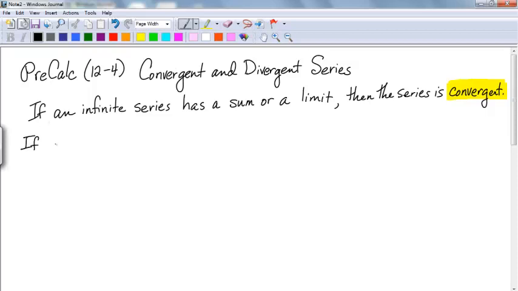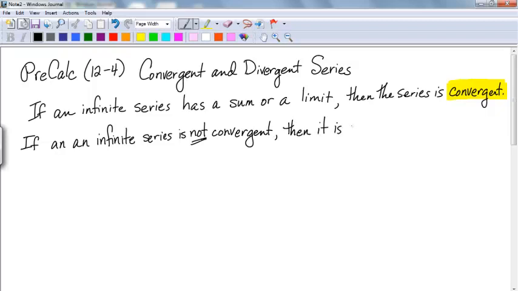If an infinite series is not convergent, then it is divergent. Okay, it's divergent. And in order, you're going to start checking first, is it arithmetic?